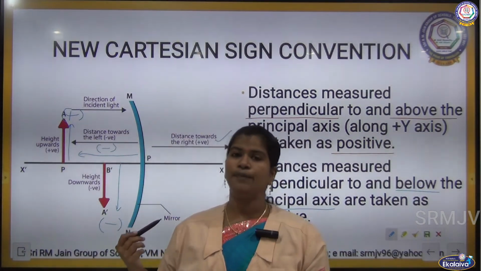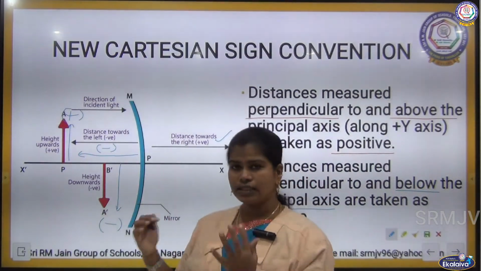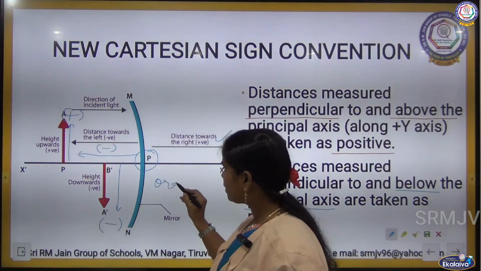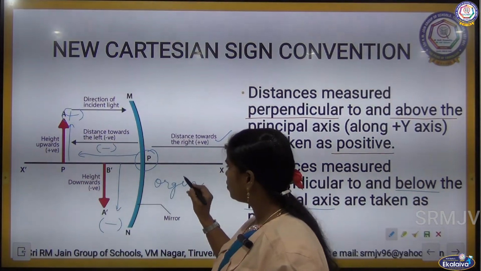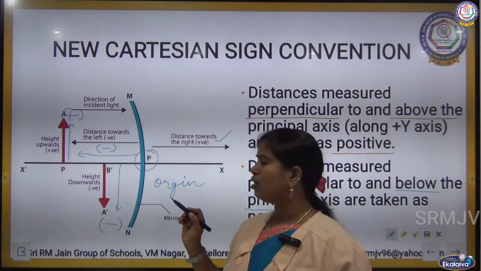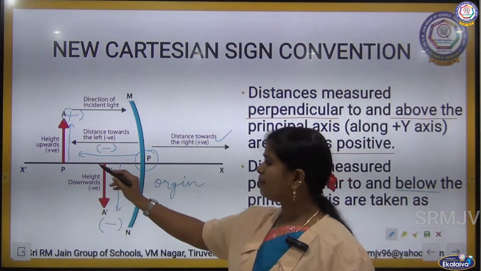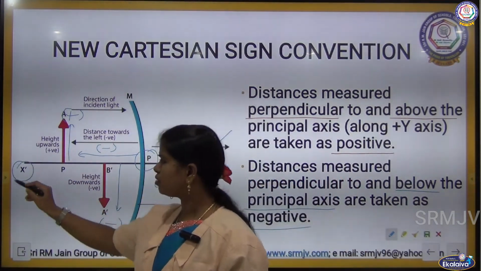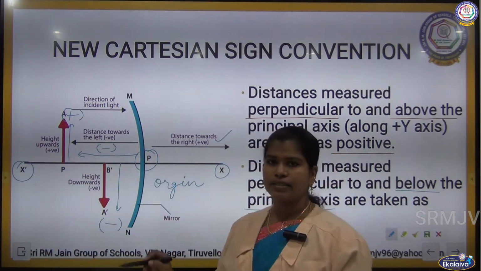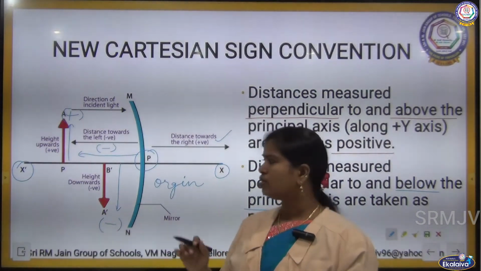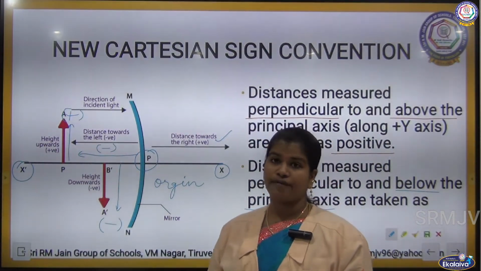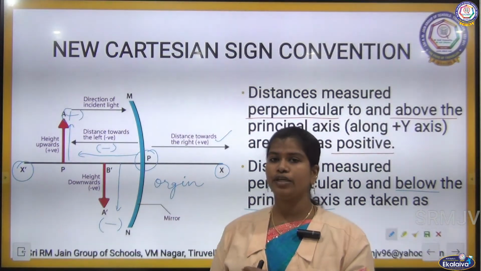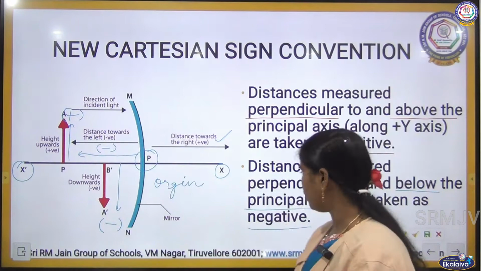So this is the rule, and in this sign convention the pole of the mirror is going to act as the origin. Okay, and the principal axis of the mirror is considered as X and X dash. So these are the 5 rules in sign convention we are supposed to follow during the numericals. Okay.